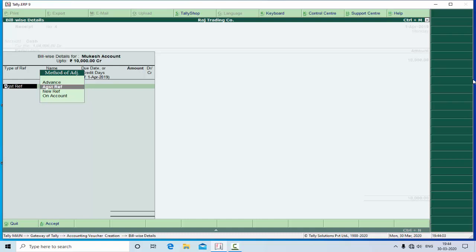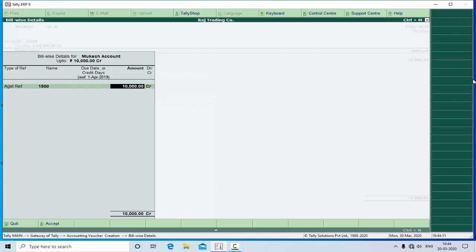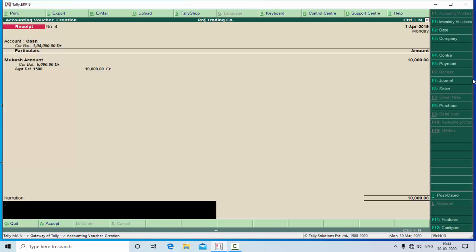When the payment is made, select the adjust reference and select the bill number against which we have received the payment, like 1500 bill number and 10,000 payment received. I think you understand, and enter the narration here. Received cash and bill number, you can enter the bill number here, 1500. So I think you understand.